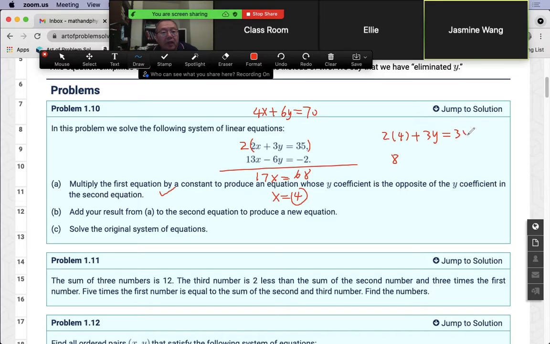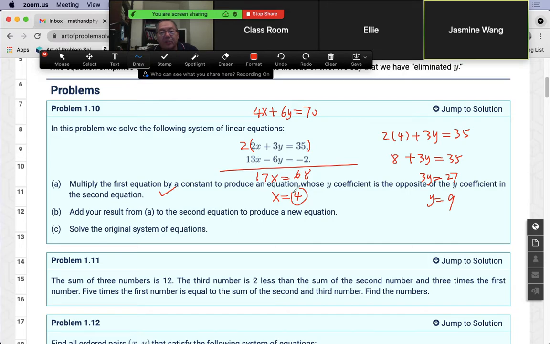So you got 8 plus 3y equals 35. So then you got 3y equals 27. So then both sides divided by 3, you got y equals 9.